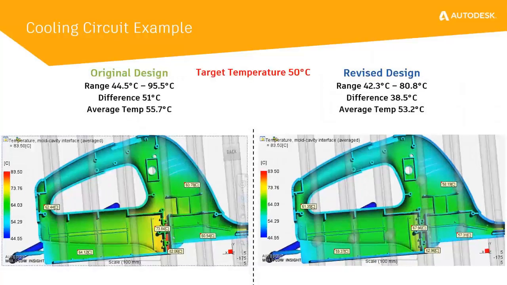A quick comparison shows the temperature variation across the mold surface of the original design is 51 degrees Celsius, whereas the revised design reduced the temperature variation to just over 38 degrees Celsius. This brought the average temperature close to the target of 50 degrees C.